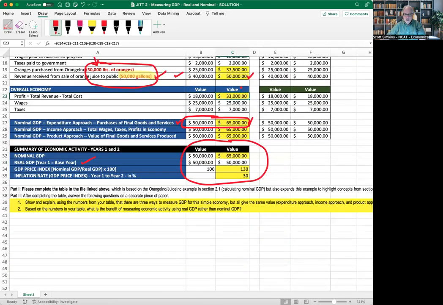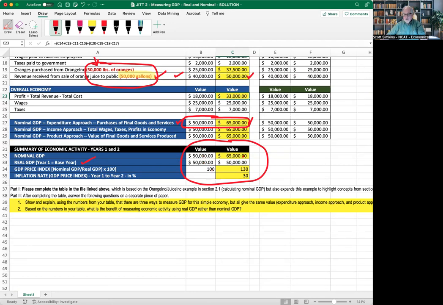One way to do that is by using the GDP price index. That is simply nominal over real GDP in any given year, times 100. So 50,000 over 50,000 in year one, times 100, equals 100. The GDP price index, any price index, is always going to be 100 in the base year. We can prove that, but that's always going to be the case.